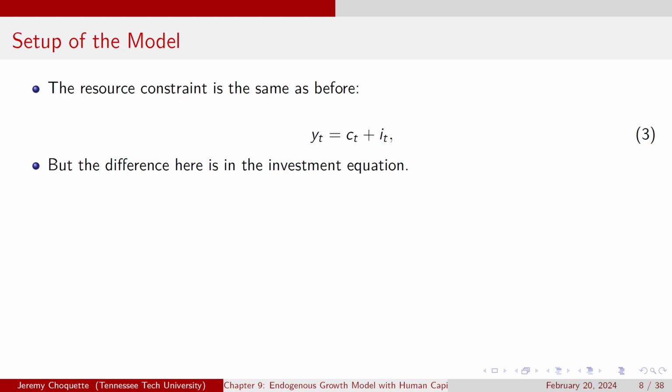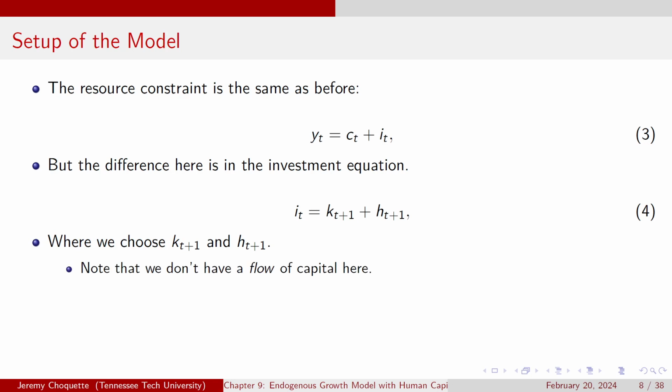Another difference is in the investment equation. Originally investment was just the flow of capital over time. Here it's physical capital and human capital, and we're choosing both k sub t plus 1 and h sub t plus 1. So just like physical capital, human capital is a state variable. H sub t was chosen yesterday. H sub t plus 1 is chosen today, but can't really be used, can't do anything with it until tomorrow.